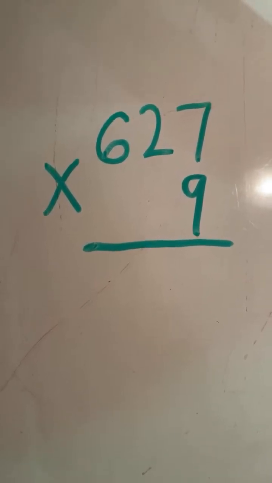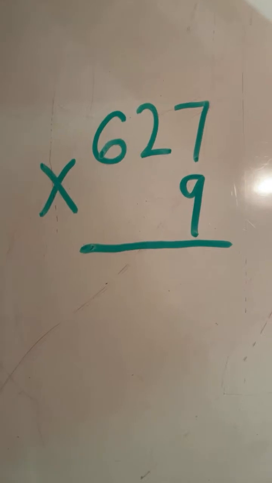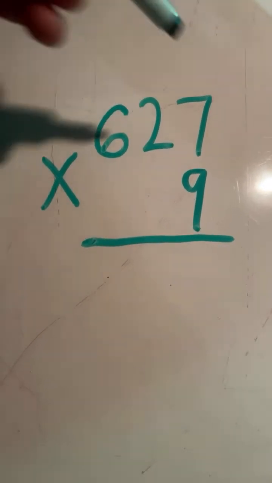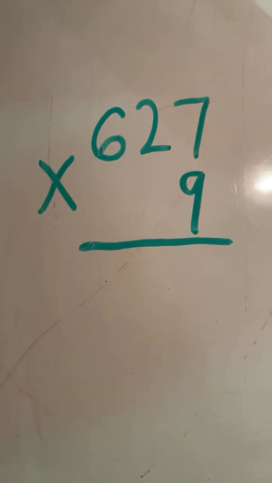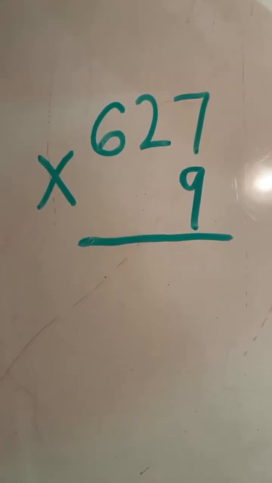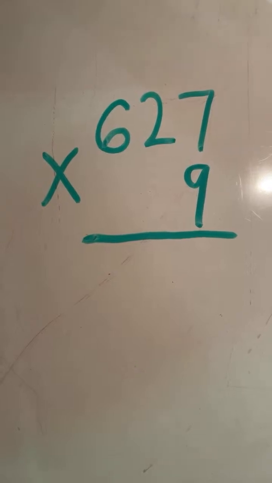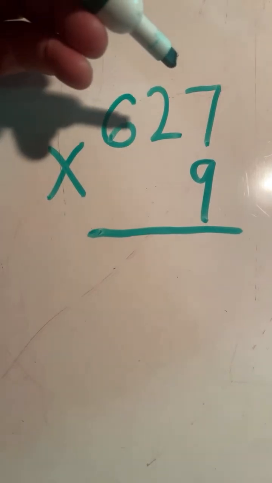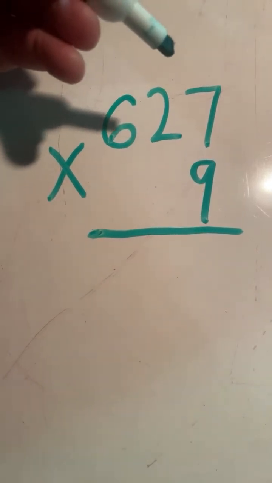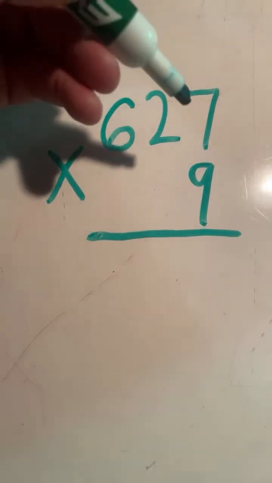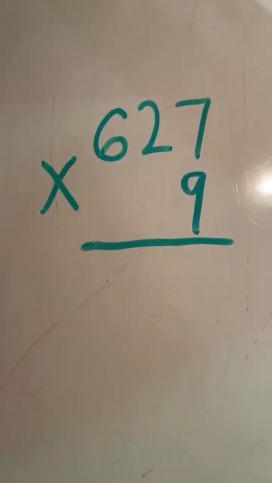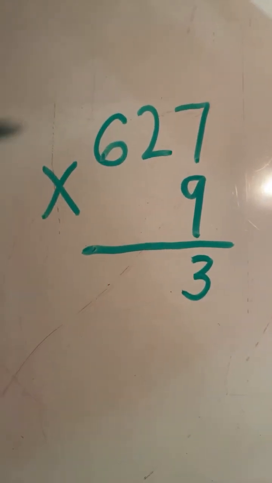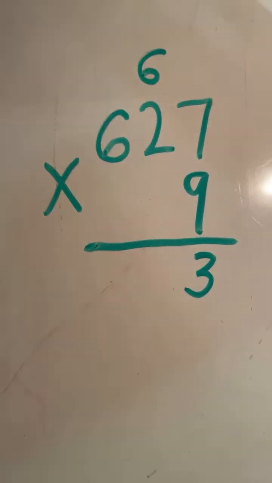So I am going to start out by multiplying the digits in the ones place. 7 times 9 equals 63. Now, because our product is more than 10, we have to regroup. So the 3 in 63 goes in the ones place. The 6 gets carried over to the tens place.